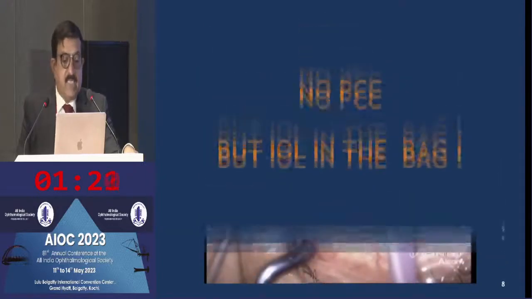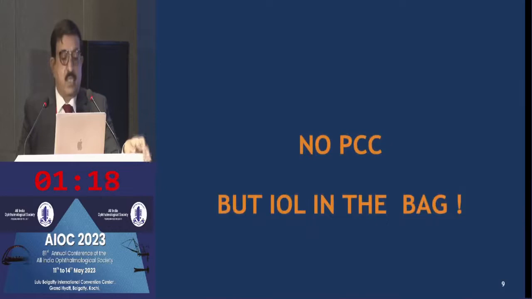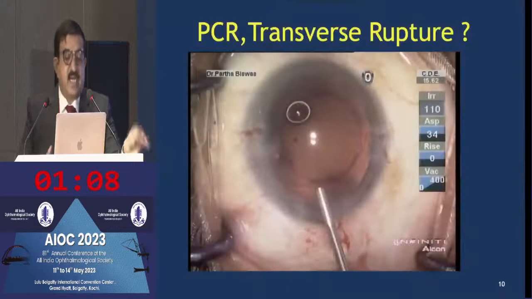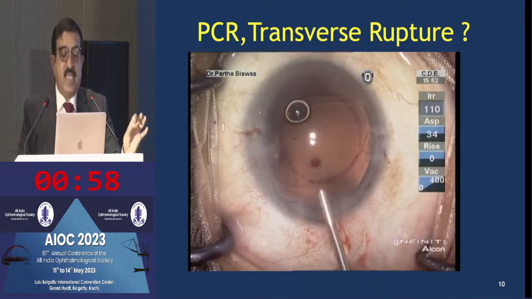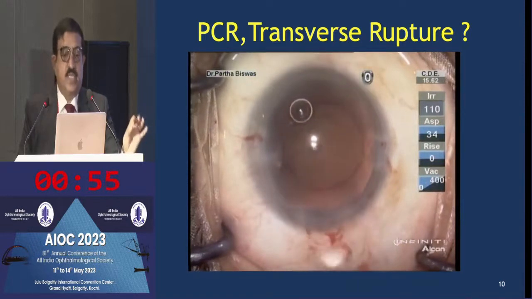Now I'll just go into the last two small clips of videos. There is no PCC. We cannot do a PCC in the next two cases, but can we still put an IOL in the bag? So these are two important cases. They have to be taken as it comes. If you feel that you have the expertise, if you feel that the situation is good, if you feel that there is no vitreous in the anterior chamber.